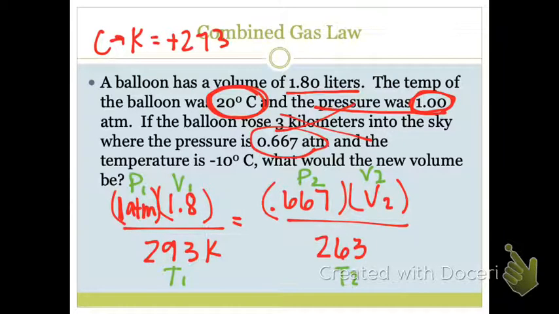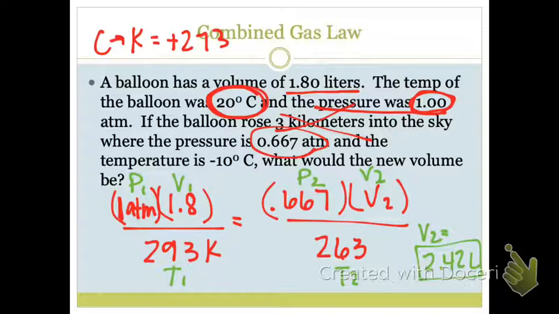Algebraically you can go about this however you want to solve it. I like to solve the whole side, and then I'll multiply, divide. That's how I like to do it. There's lots of different ways you can solve the algebra here. Do we have an answer yet, or not quite? 2.42 liters. Very good. V2 equals 2.42 liters. Combined gas law just means we put everything into one. That's it.